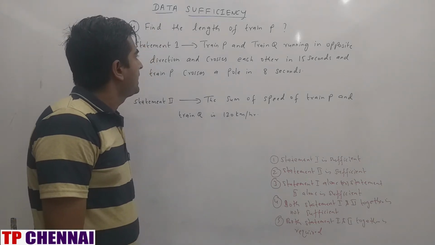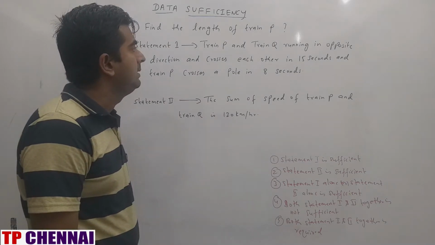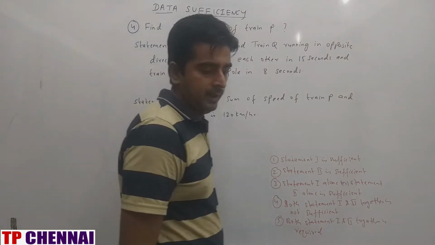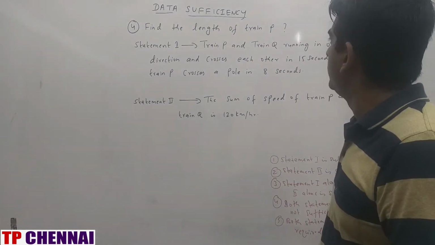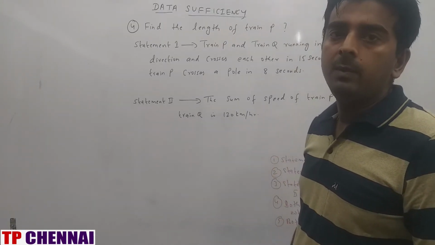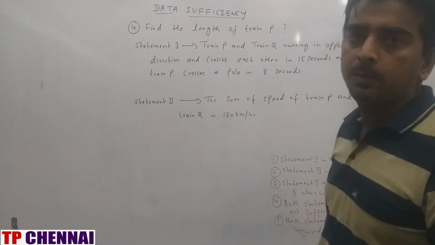Statement 1. Train P and train Q running in opposite direction and crosses each other in 15 seconds, and train P crosses a pole in 8 seconds. Right? So very interesting question here. Train P and train Q are running in opposite direction. Whenever two trains are running in opposite direction, what will be the distance covered by the train? It is nothing but the length of both the trains, which is L1 plus L2.